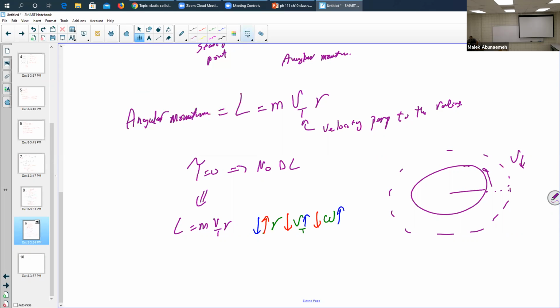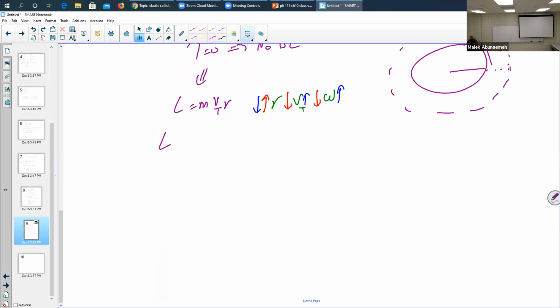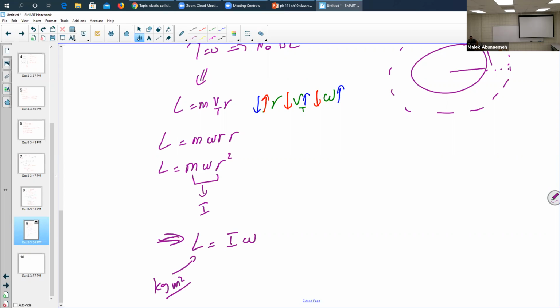So your angular momentum is going to equal m times your Vt, which is omega r, multiplied by r, which is m omega r squared. And again, your m r squared, that's your I, so your angular momentum L is going to equal I omega. Now the units for this one are kilograms meter squared per second.